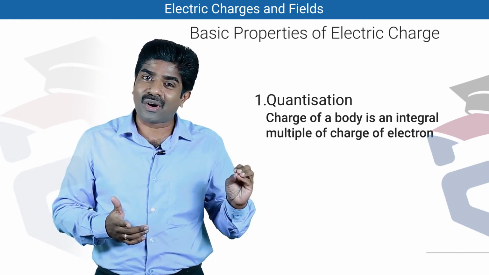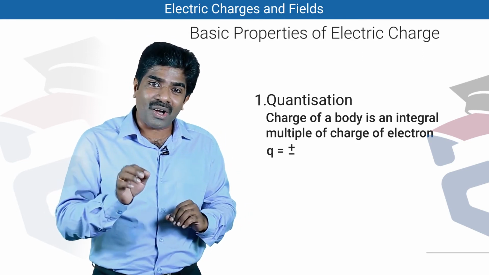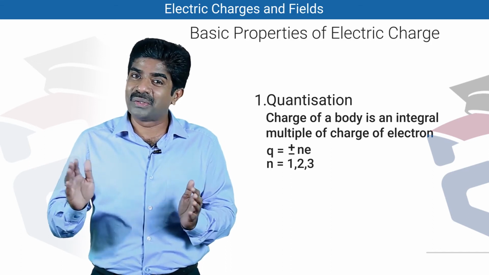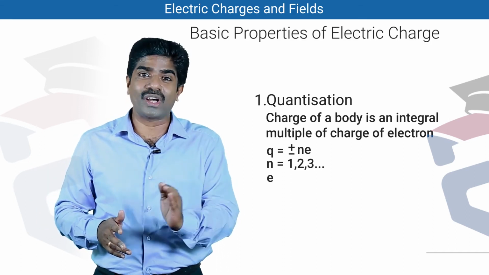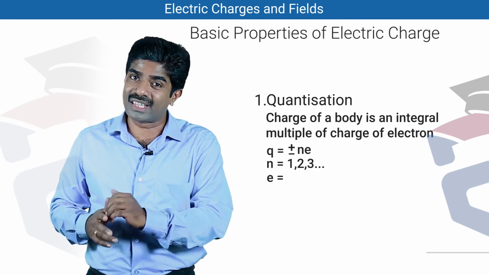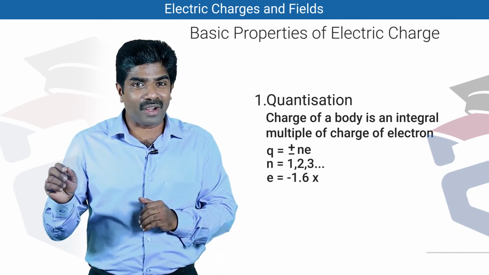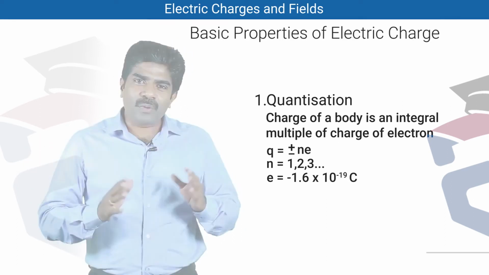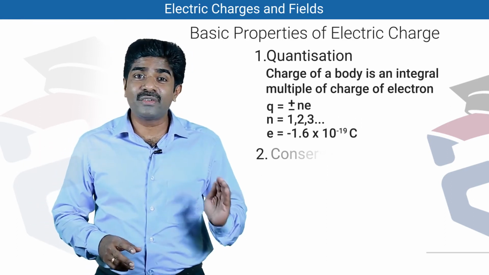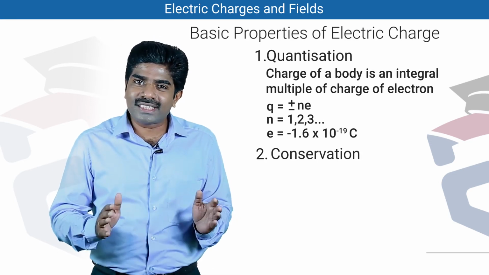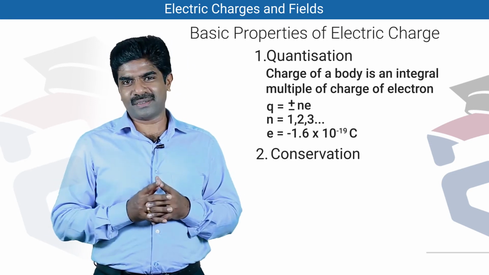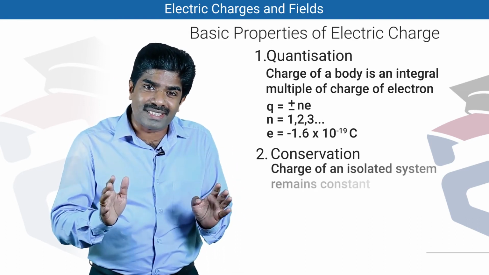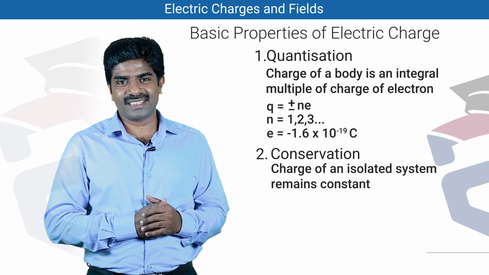So, charge of a body Q equals plus or minus Ne, where N is whole numbers 1, 2, 3, etc. and e is charge of an electron, which is equal to negative 1.6 times 10 to the power minus 19 coulomb. The property 2, conservation. In physics, conservation means constant. So the charge of an isolated system remains constant.